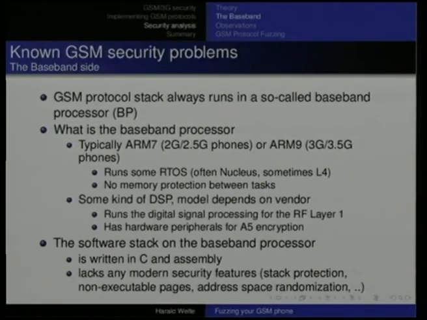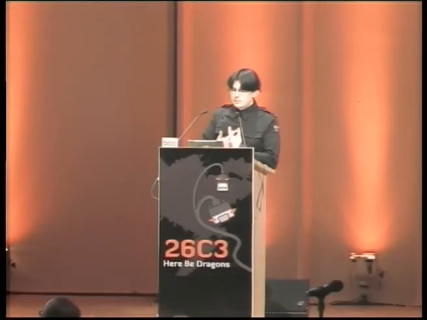Now, there are some other known security problems, and I think that's actually not one problem, but a whole class of problems, or a dimension of problems. Well, we have these proprietary GSM protocol stacks. There are only 4 of them, which is not a single point of failure, but, well, a quadruple point of failure. There are not many implementations, and they have not received a lot of review because they've always been kept secret under very few eyes. And they run on a so-called baseband processor. Now, what is this? It's an ARM7 or ARM9 core. It runs some real-time operating system, often Nucleus, in some cases an L4 microkernel.